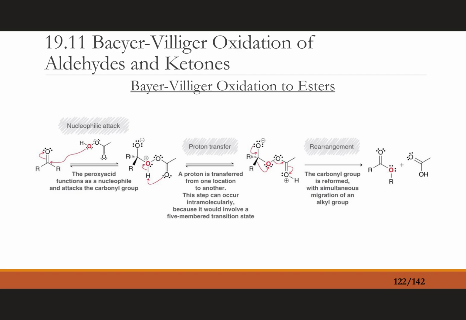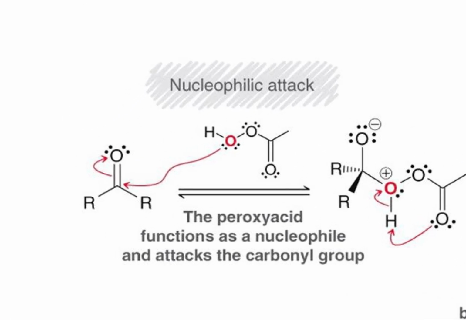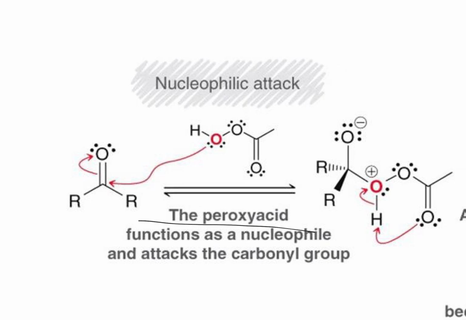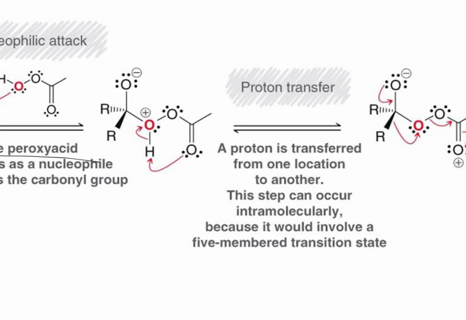You can see the mechanism of it here. We have the peroxy acid attacking the carbonyl, nucleophilic attack. The peroxy acid functions as a nucleophile and attacks the carbonyl group. And then you have a proton transfer that's intramolecular. So a proton is transferred from one location to another. This step can occur intramolecularly because it would involve a 5-membered transition state. We have 1, 2, 3, 4, 5. So it forms a cyclopentane type ring. Remember, those kind of look like envelopes, and those are pretty stable. Their bond angles are nearly 109. I think they're 108 degrees, actually, but it's pretty close to being the ideal tetrahedral angle.